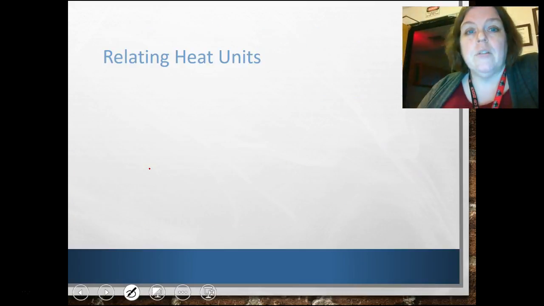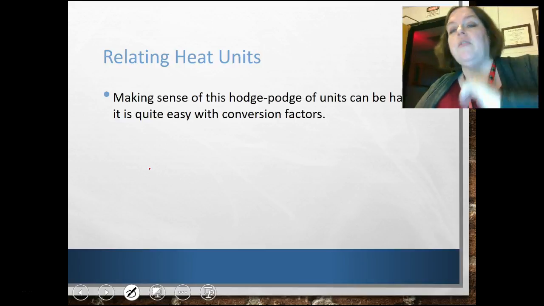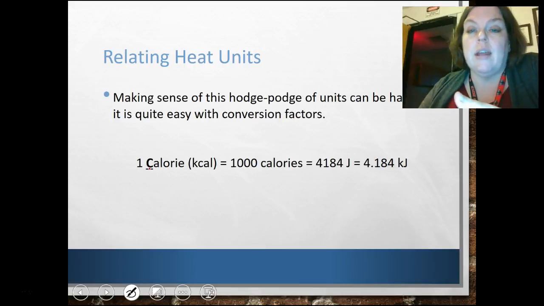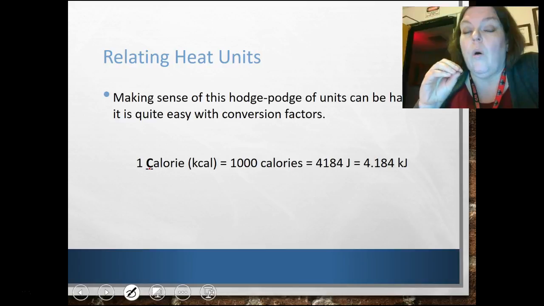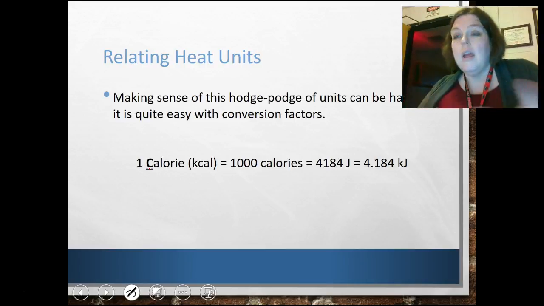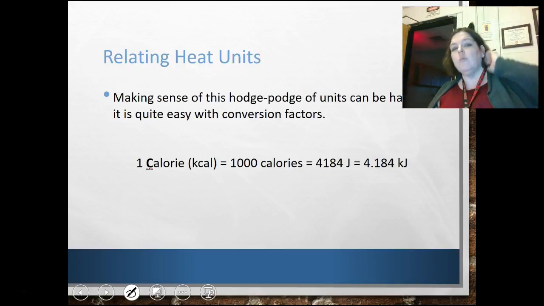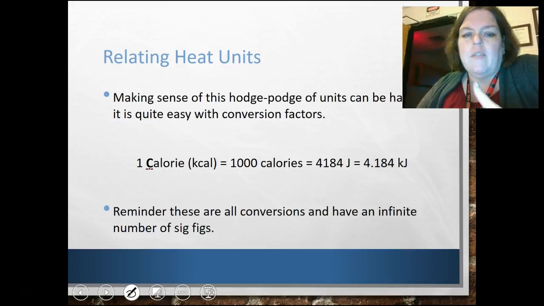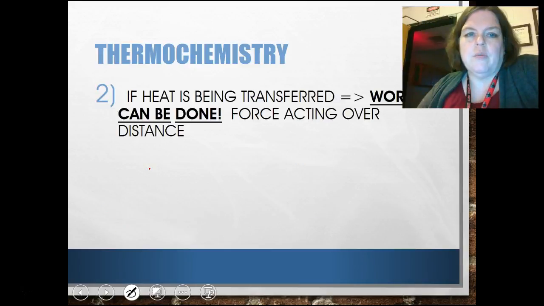Okay? So relating it to units, making sense of the hodgepodge of units can be hard, but it's quite easy with conversion factors. So the conversion factor is 1 big C calorie or kilocalorie is equal to 1,000 calories, which is equal to 4,184 joules, which is equal to 4.184 kilojoules, okay? It's not as hard as you think it is. Remember, all of these can be set equal to one another, so we can go from one to the other. They're all equal to one another, okay? So they have infinite numbers of significant figures as well, just a reminder.